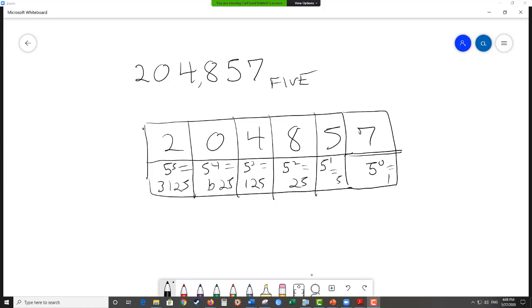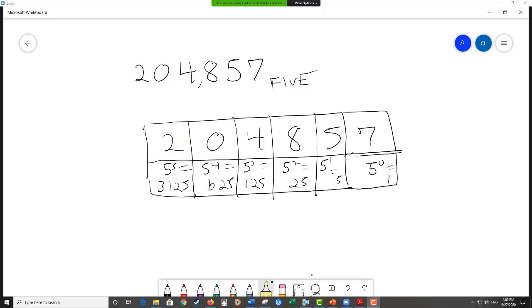So I think the first step you should make, and it doesn't matter how you do it, is to draw something to let you know what you're looking at. And what these are, these are groups. These are groups of different values. I have 2 groups of 3,125. I have 0 groups of 625.